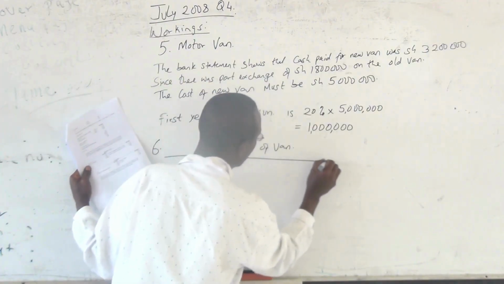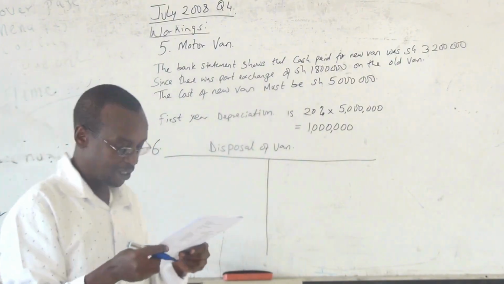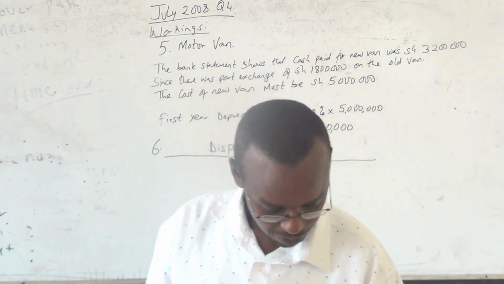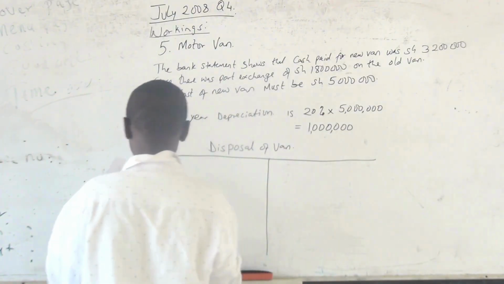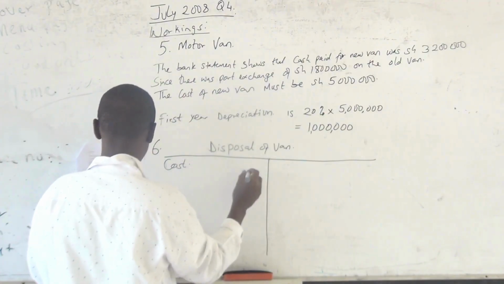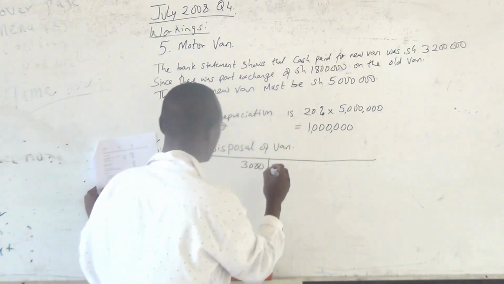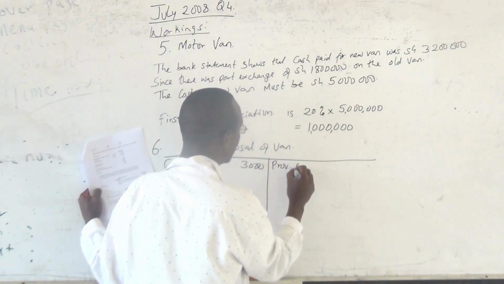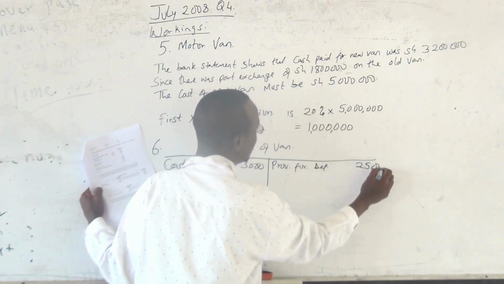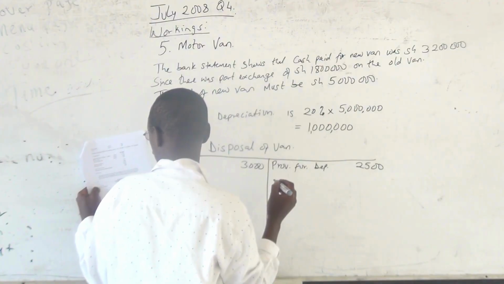You have done a topic on end year adjustments, where you can see the disposal of a van, how we deal with it. If you look at the beginning of the question, that is the cost of van, 3 million. Then we have provision for depreciation for that one. How much? 2,500,000. Can you see it? Yeah. Then what else?